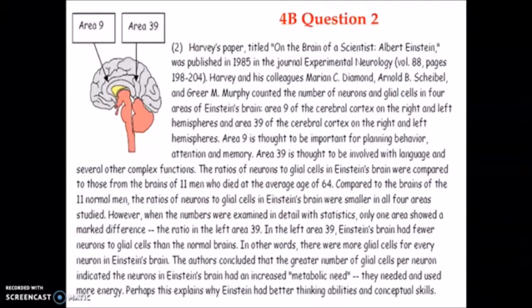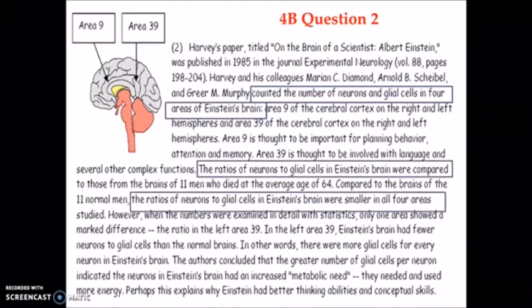Question number 2. Question number 2, you will see that the first study, it focuses on the ratio of neurons to glial cells in 4 areas, okay, of the Einstein's brain. Here you are. You can say that.